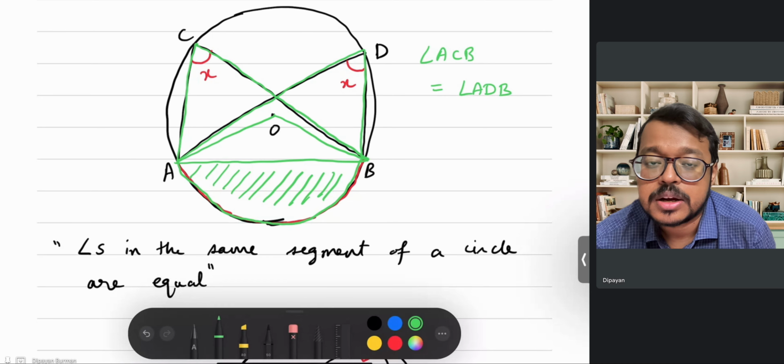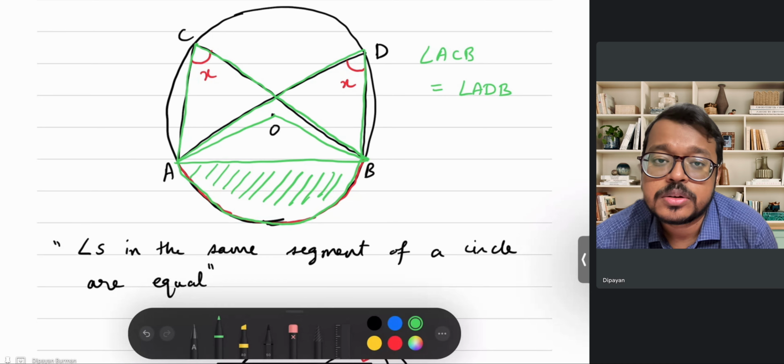ACB and AOB, according to the previous theorem, angle AOB will be 2 times angle ACB. And angle AOB will be 2 times angle ADB for the same reason. So I can say that 2 times ACB is the same as 2 times ADB. Therefore, ACB must be equal to ADB. So for example, if ACB was a 40-degree angle, then ADB must also be a 40-degree angle.